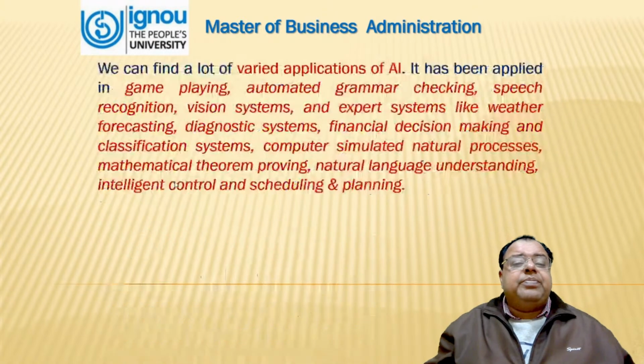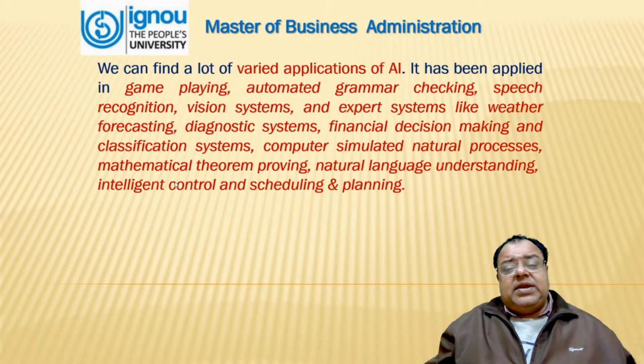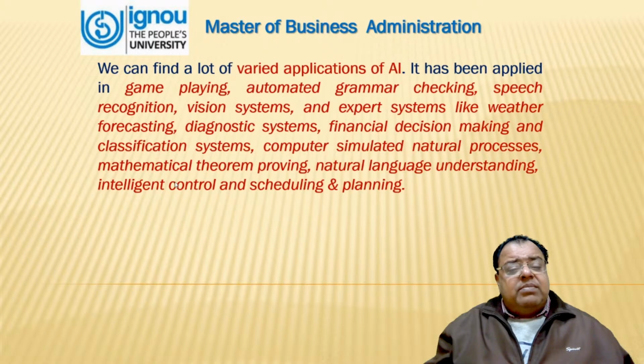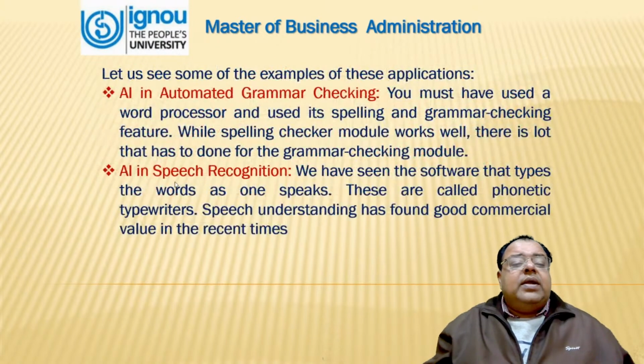We can find a lot of varied applications of artificial intelligence. It has been applied in game playing, automated grammar checking, speech recognition, vision systems, expert systems like weather forecast and diagnostic systems, financial decision making, and classification systems, computer simulated natural processes, mathematical theorem proving, natural language understanding, and many more. Now let us see some of the examples of these applications.